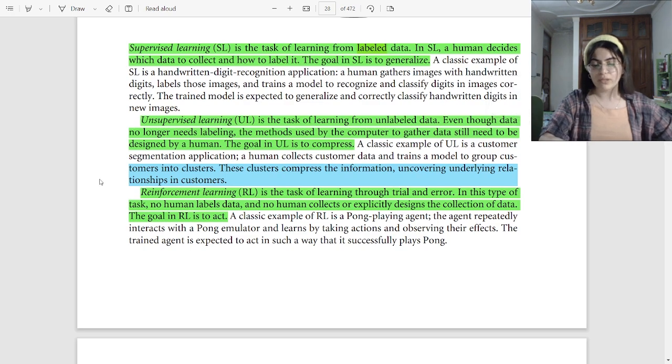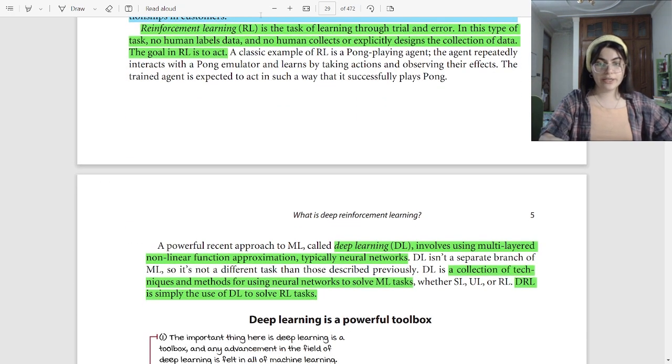And then we have reinforcement learning, which is the task of learning through trial and error. In this type of task, no human labels data and no human collects or explicitly designs the collection of data. And the goal of RL is to act.